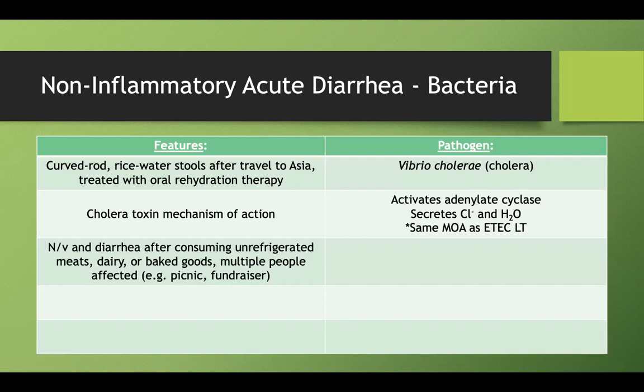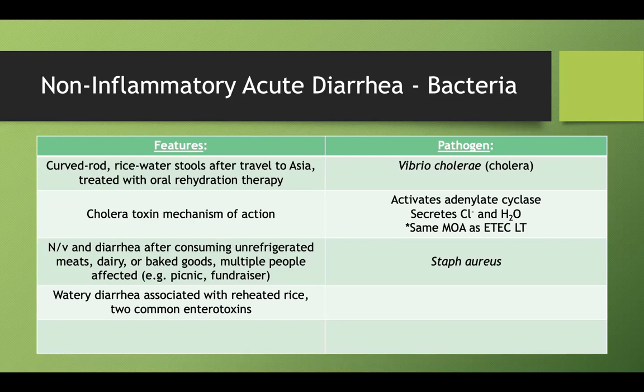So what if you had nausea, vomiting, and diarrhea after consuming unrefrigerated meats, dairy, or baked goods? Oftentimes in the question stem, multiple people will be affected because it'll be at something like a picnic or a fundraiser. So this is Staphylococcus aureus food poisoning.